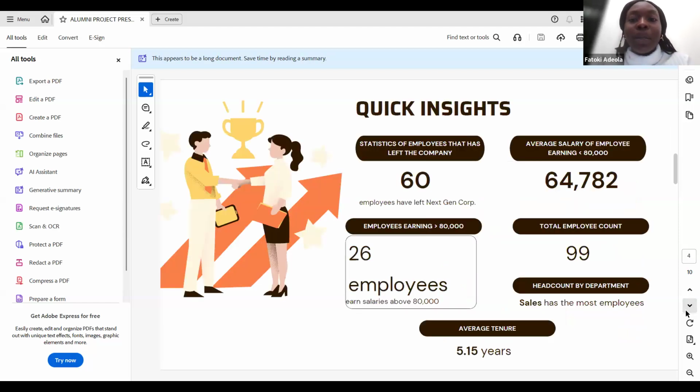So, in order not to pause and considering the time limits, I was able to come up with quick insights. We looked at the statistics of employees that have left the company, like the count of employees that have left the company so far. And we have that 60 employees have left the company.